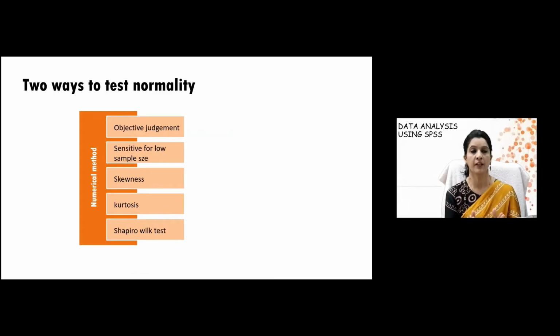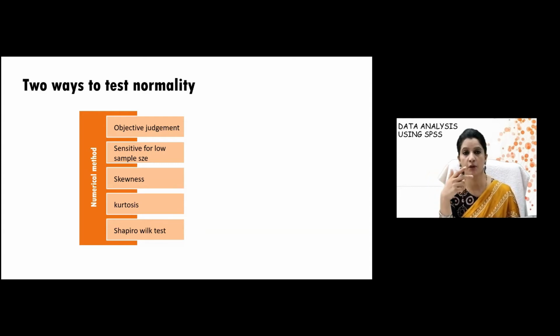The numerical way is a more objective way to assess normality, and this method is useful more for a low sample size. What is the cutoff for that low sample size? If the sample size is 50 or less, then generally we apply this objective, numerical way to assess normality. The other objective ways are skewness, kurtosis, and the Shapiro-Wilk test. So there are basically four ways to assess normality by a numerical method.